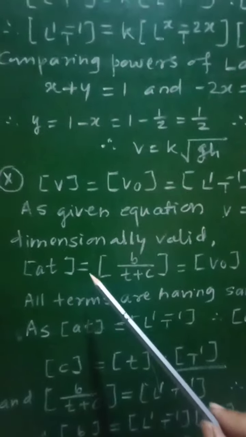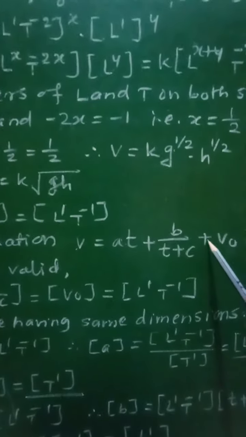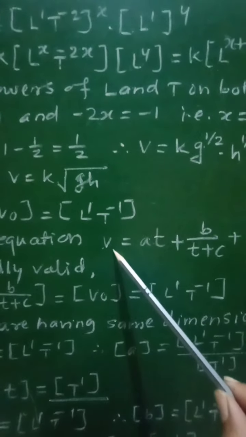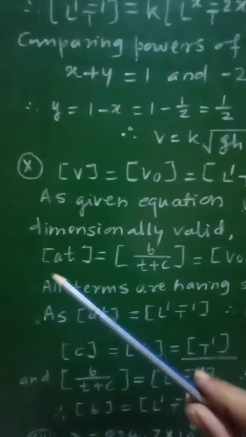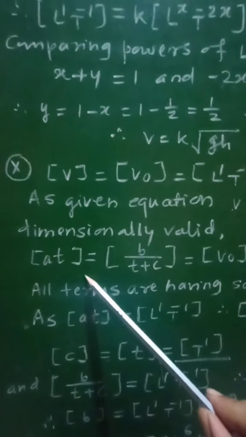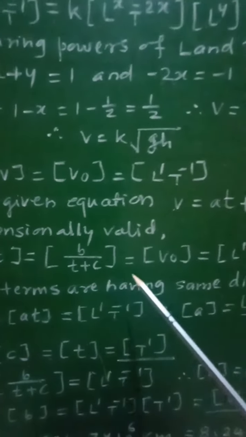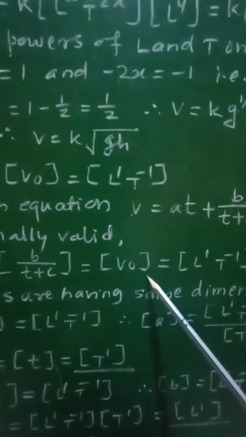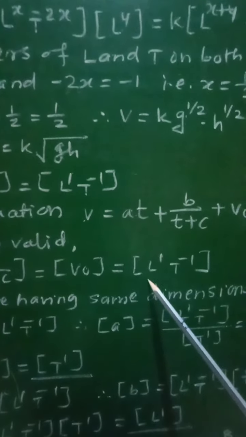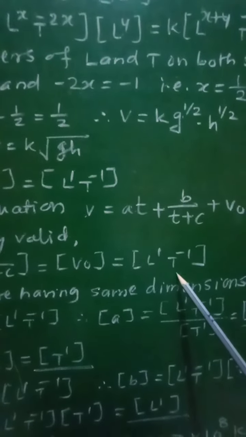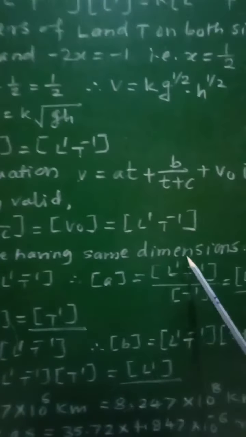Therefore, we can say that from this equation, all these terms will have the same dimensions as that of velocity, that is L^1 T^-1. And therefore, we can write dimensions of at must be equal to dimensions of b upon t plus c, which must be equal to dimensions of phi0, which is equal to dimensions of velocity, that is L^1 T^-1. Now, all terms have the same dimensions.